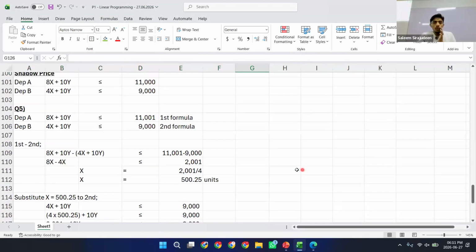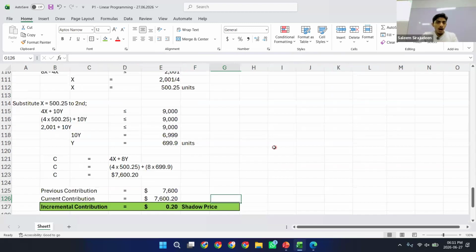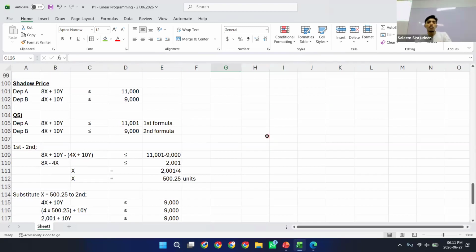So now what you have to do, you write this answer. After that, calculate the shadow price for department B as well, which means you have to make that 9,000 as 9,001 and you have to work out X units and Y units and you have to calculate the contribution. Do it.